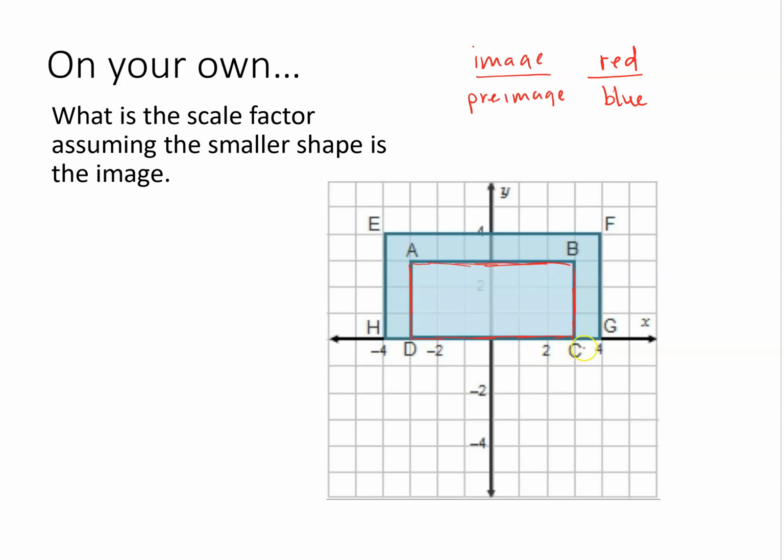All right, let's pick a coordinate. We'll do this one here. 1, 2, 3. This x coordinate is 3. This x coordinate is 4. So the red is 3, the blue is 4. So our scale factor is 3/4, image over pre-image. So the big blue one times 3/4 would give you the red one, because we got smaller. So we would expect a number less than 1.